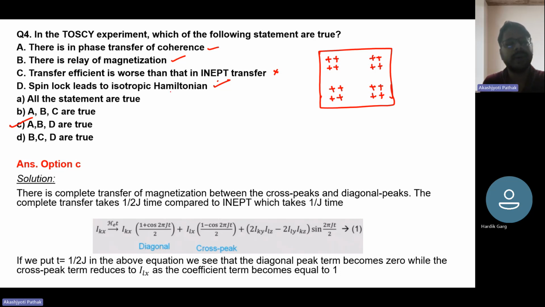So now, why is this option C false? Why is the transfer efficiency worse than that in INEPT transfer? So this is the expression that we had derived, right? So this expression, I_kx, 1 plus cos 2 pi J t by 2, and 1 minus cos 2 pi J t in this expression.